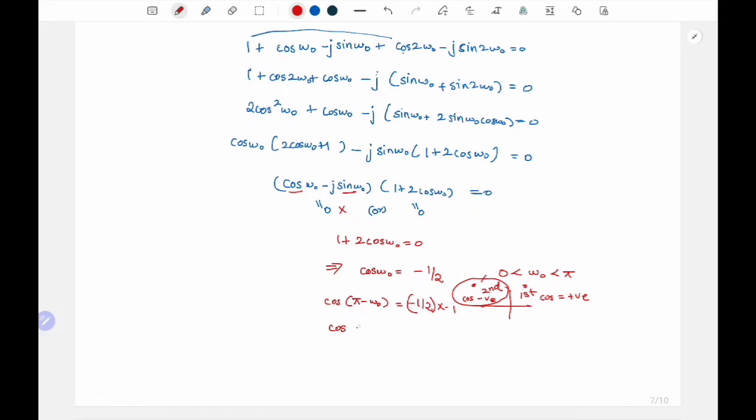So my cos of pi minus omega naught is equal to 1 by 2, right? So for what value of pi minus omega naught is that possible? It is when your cos is going to equal pi by 3, right? Because your pi by 6 is root 3 by 2. So omega naught is nothing but pi minus pi by 3, which is equal to 2 pi by 3.